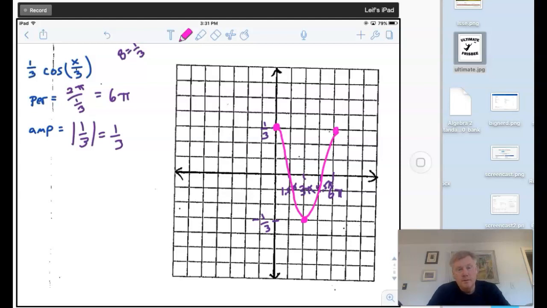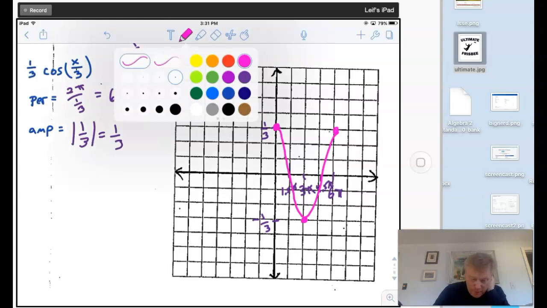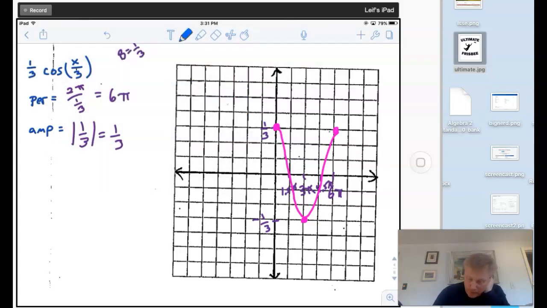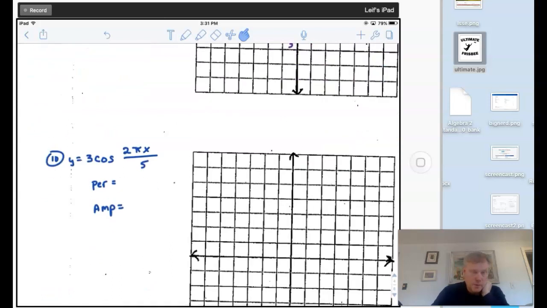That's 1 period, okay? If they asked you for 2 periods, you just repeat it. Make it go again. I'm going to run out of space on this one, but you guys will get the idea. That would be 2 periods, because it repeated. Okay, next one.